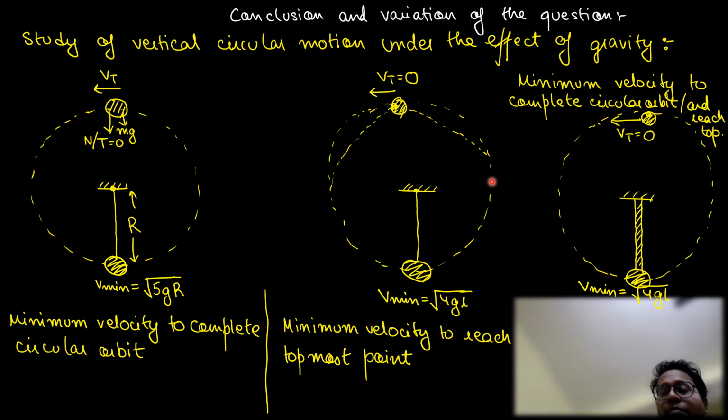Similarly, in the second part, at what point or at what angle does it break contact, or leave the circular path? When the contact force is equal to 0, that means when the tension force or normal force is equal to 0, it breaks the circular path. But these are the three variations of the same question.